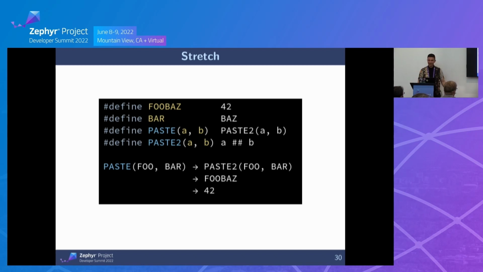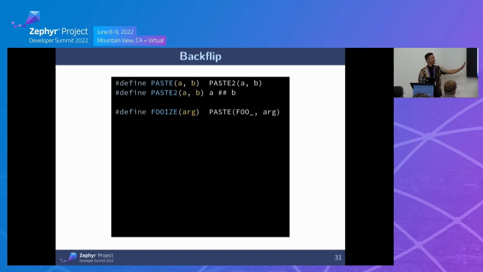Okay. Feeling limber? Here we go. Doing a backflip. All right, we're going to keep paste and paste2. That's the same. Now we're going to add this interesting little fooeyes macro that just pastes foo underscore onto whatever you give it. So, for example, if we say bar is baz and we fooeyes bar, then we get foo underscore baz, because we are macro expanding bar before we paste.